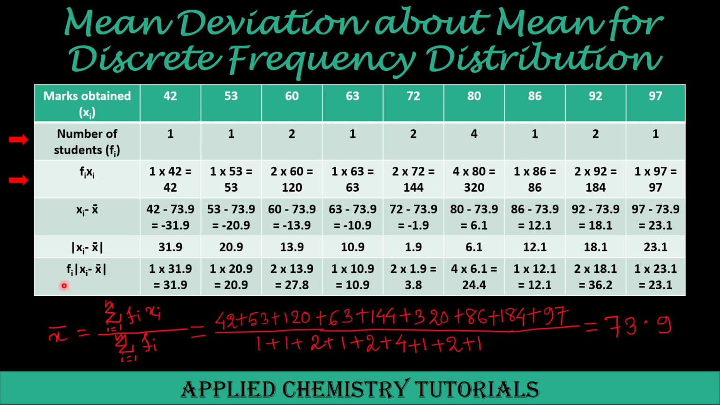Finally we need to calculate the fi mod xi minus x bar term. We can calculate this by multiplying fi with the corresponding mod xi minus x bar term. So here 1 multiplied by 31.9 is 31.9. Similarly for this column we have 1 multiplied by 20.9, or 20.9. So we got all the values that we are looking for here.